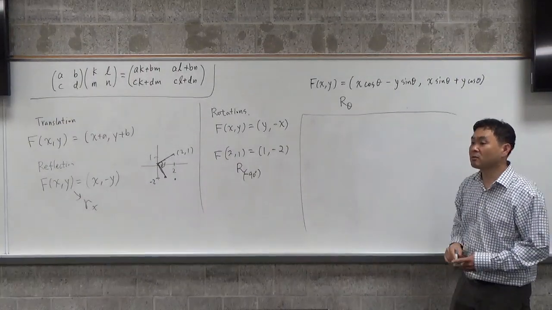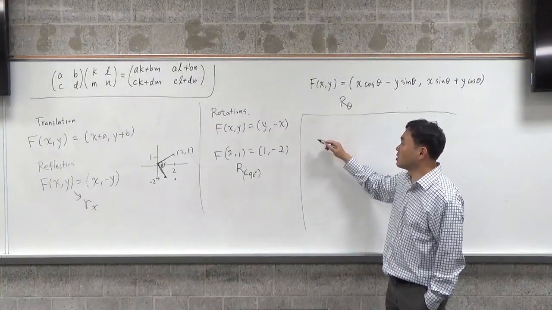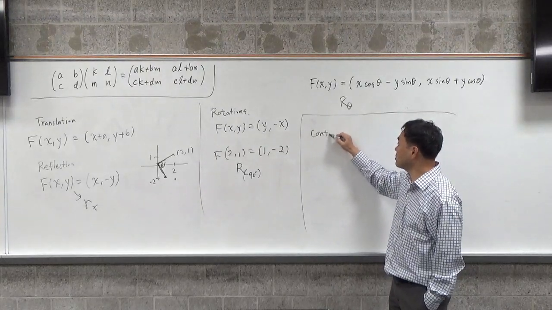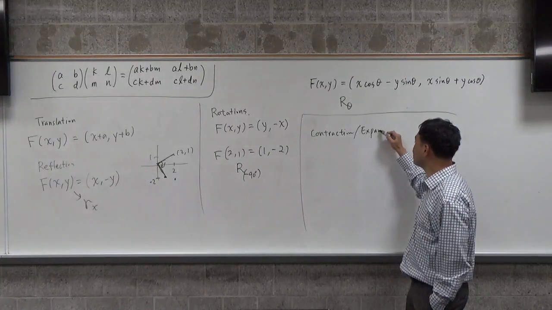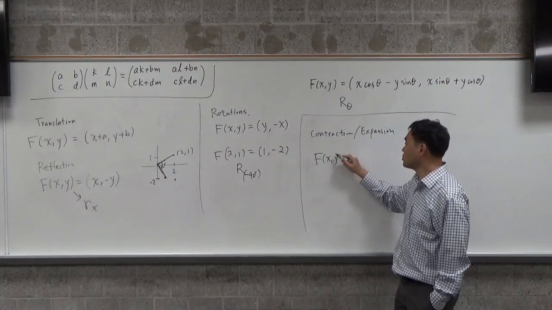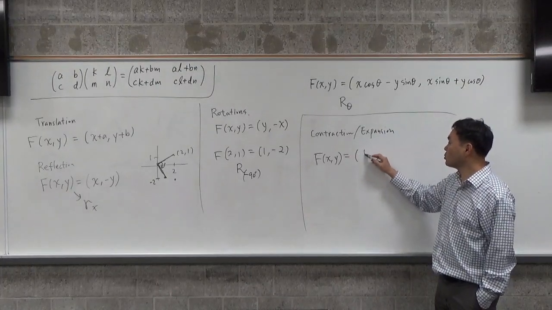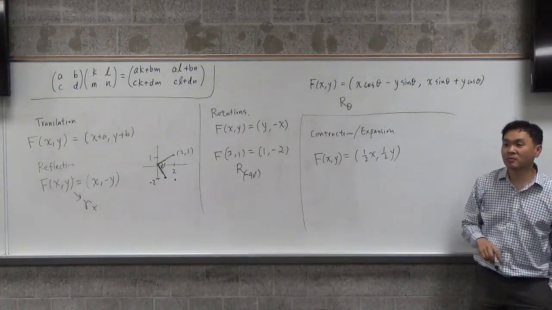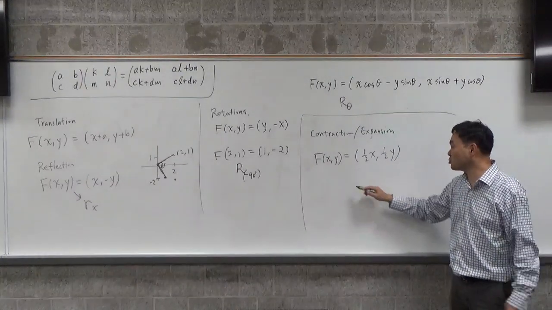But then, there are some other types of transformations on top of this, which is called expansion or contraction. So these are like if you have f of x comma y, so 1/2 x, 1/2 y. What would this do? We shrink it. Shrink it by half, right?